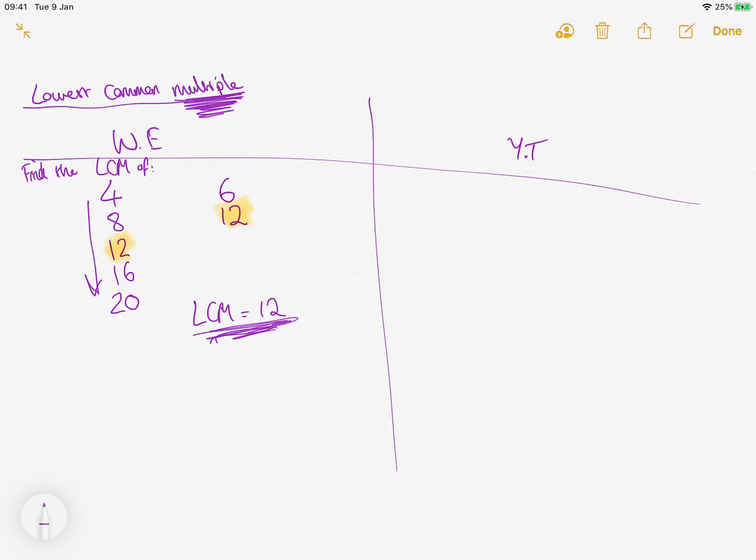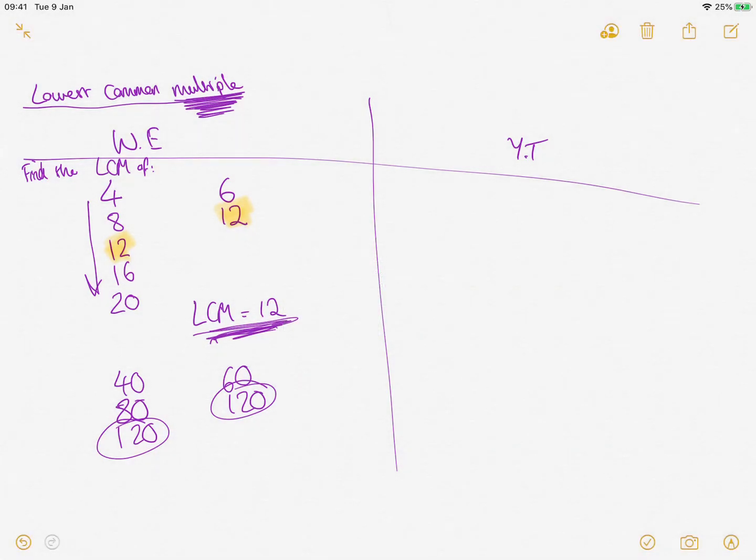Sometimes you're given higher numbers, and notice that from this you could also tell me the lowest common multiple of 40 and 60. Sometimes you're given quite high numbers like that, but there's no difference. It's your 4 times table just multiplied by 10. So your lowest common multiple would be 120.